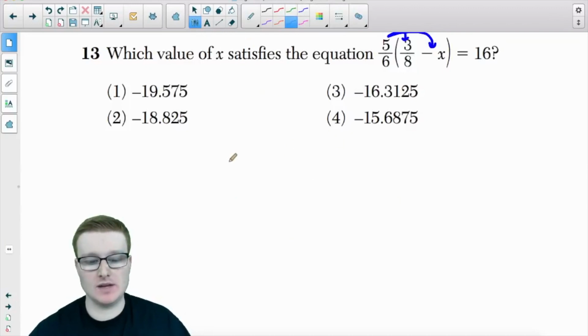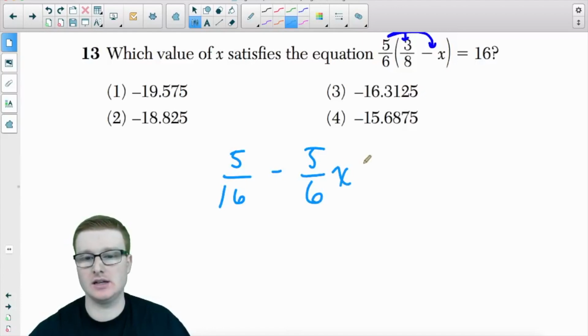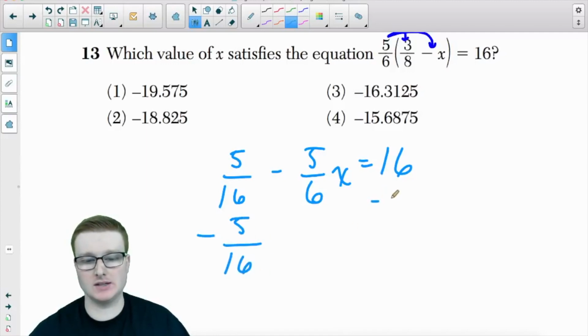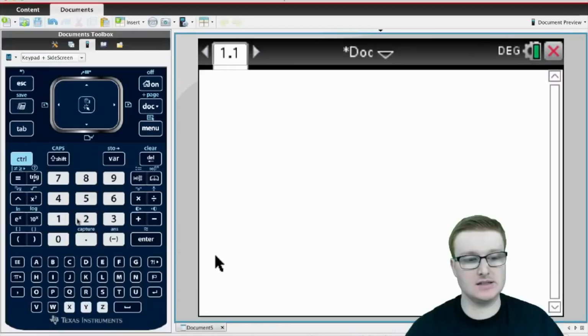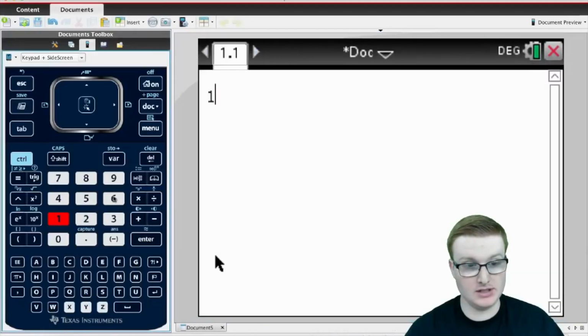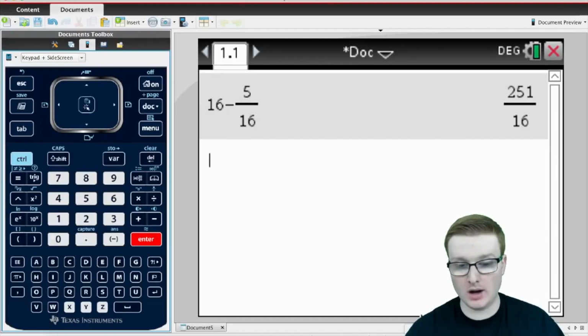So when we distribute that in, we get 5/16 minus 5/6 x is equal to 16. It's going to get a little messy here, folks, so bear with me. We're going to subtract the 5/16 on both sides. We get negative 5/6 x is equal to, now what is 16 minus 5/16? Again, I use the TI Inspire, pretty powerful calculator. 16 minus 5/16, I get an answer of 251/16.